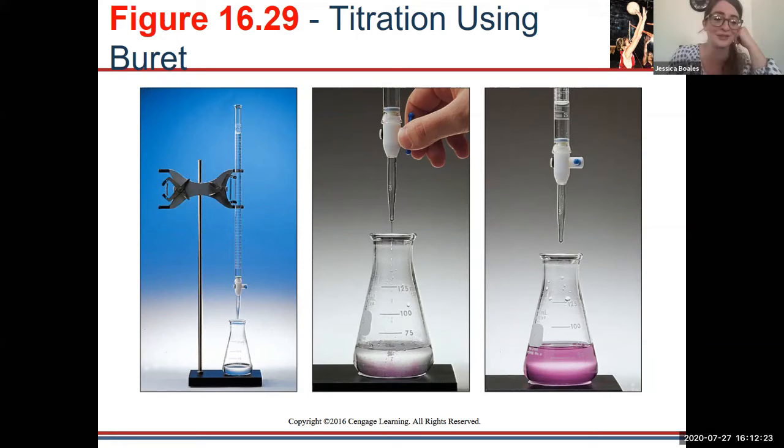In other words, you know what a buret is, right? So now it's fair game on the exam. That's what I mean. Okay, so this is our beaker.